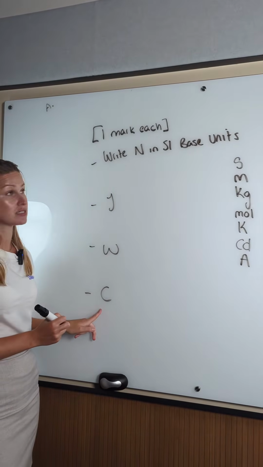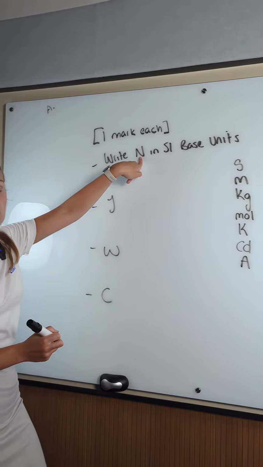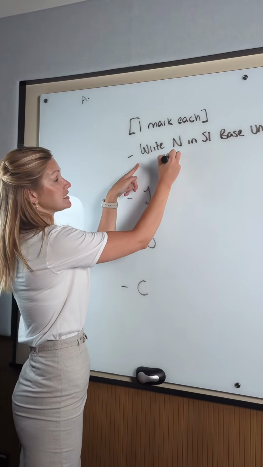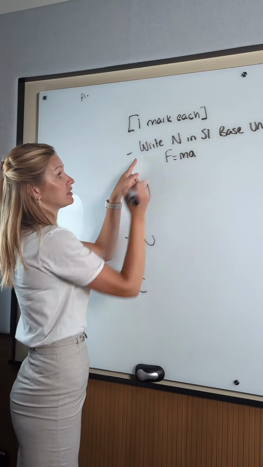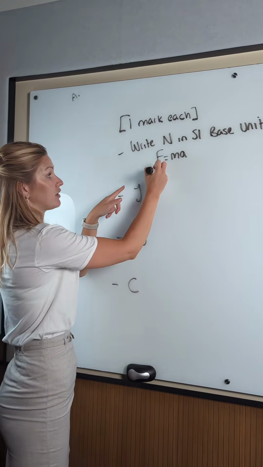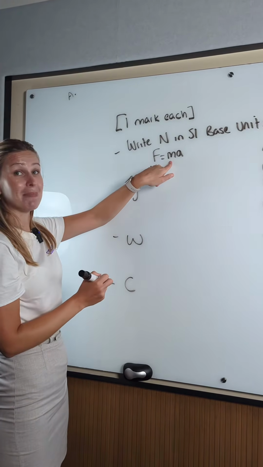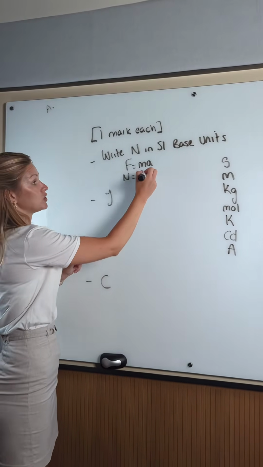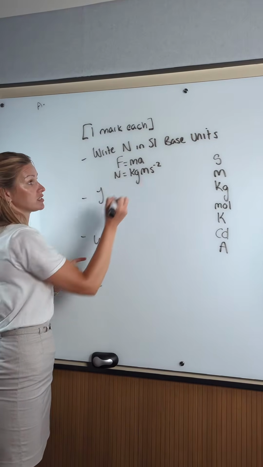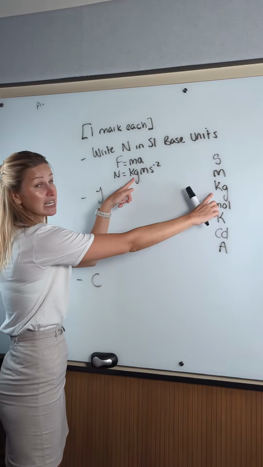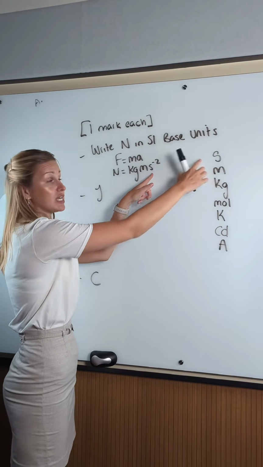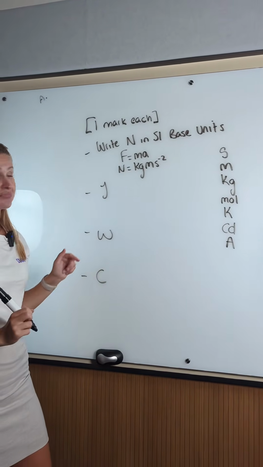Okay, so newtons, we know, is our unit for force. The easy equation I remember for force is F equals ma. So to find out what a newton is, I have to multiply my mass, which is always measured in kilograms, by my acceleration, which is meters per second squared. Kilogram is an SI base unit, meter is an SI base unit, and seconds is an SI base unit. So that's grand. That one's done.